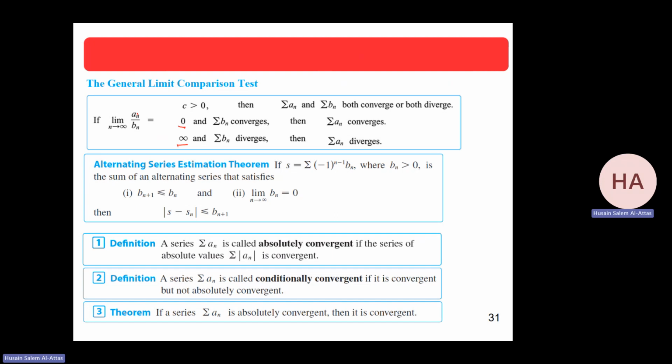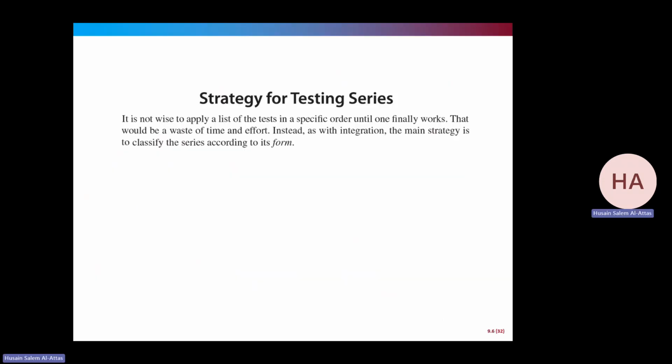Yeah, I have this in the alternating series estimation, and these are some definitions. Absolutely convergent: if you take the absolute value of the n-th term, then it converges. Conditionally convergent: if it is convergent but not absolutely convergent. If it is absolutely convergent, then for sure the original series converges. These are some hints on how to think.